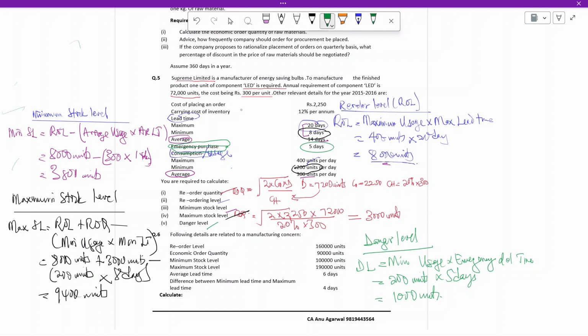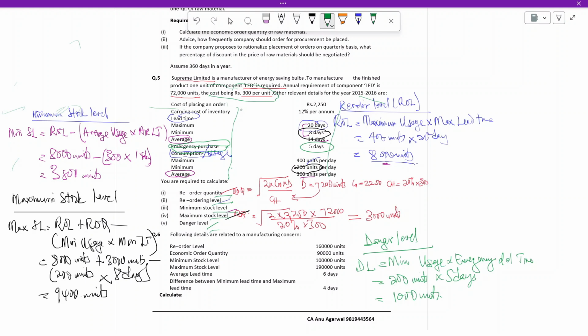And the annual carrying cost is 3,000 per annum per unit. Other relevant details are given. So all the details up to here and here will enable us to solve the question. Now we've been asked to find the reorder quantity, the reorder level, minimum stock level, maximum stock level, and the danger level. So let's begin.